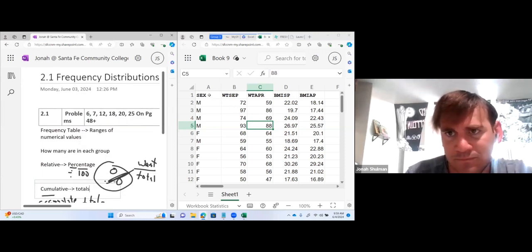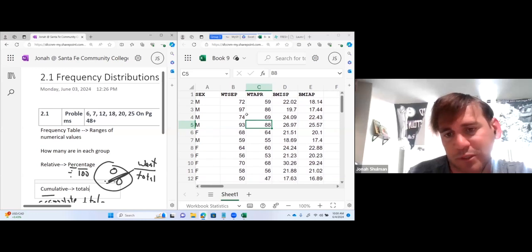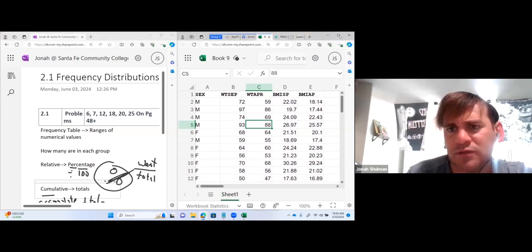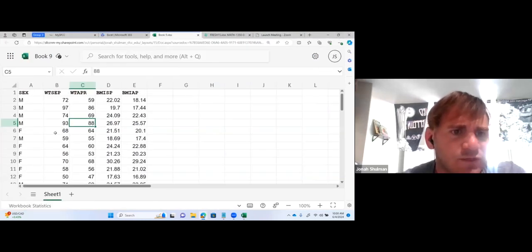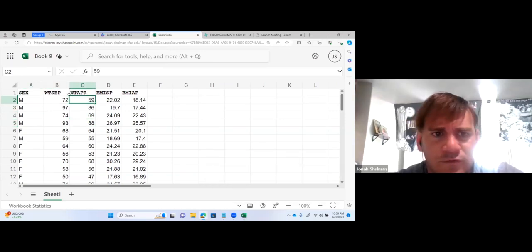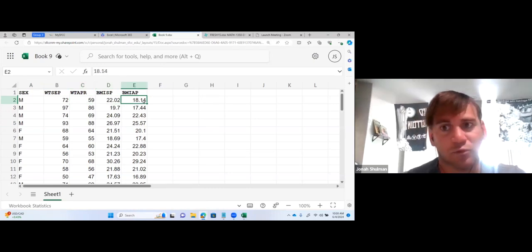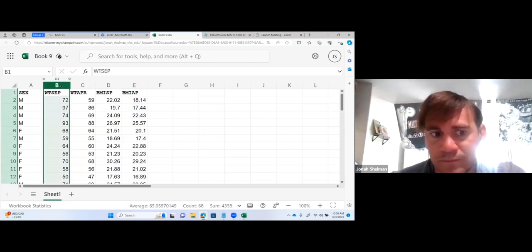So here's our table. Sex, males and females. That's all we got. Whatever these are, weight, SEP, WAT, BMISP. I don't know what all these are, but we can make a frequency table for one of them. So let's just pick one. The first thing I'm going to do is notice that each of these is linked, right? This male has a 72, a 59, a 22, and an 18.4, right? That's all of this dude's scores. But let's say I just care about this first column and I want it in order so I can see how low and high it goes, the minimum, the maximum, things like that.